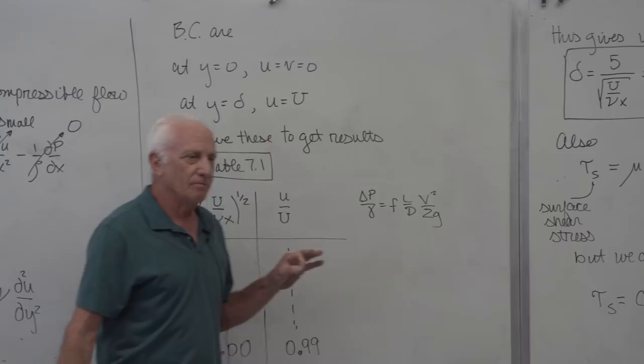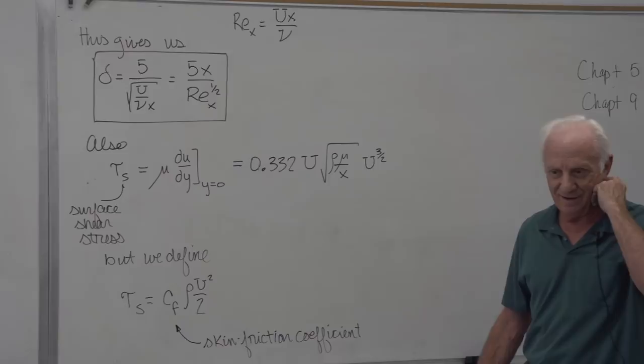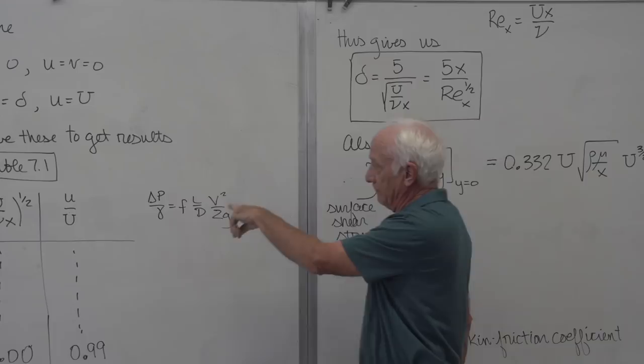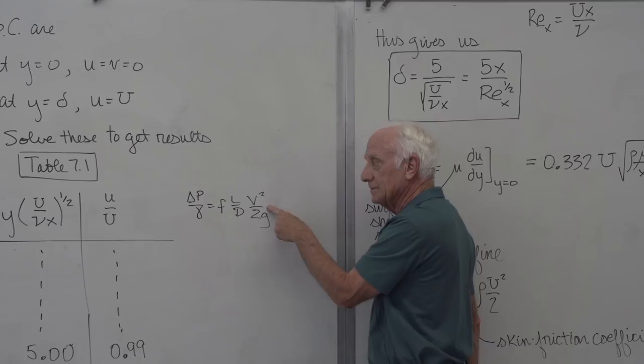Where'd that come from? Some solution of a governing partial differential equation? No. We defined it that way. We said, we're going to invent something called F to make your life easier. And if you can find F from an equation or a graph, maybe the Moody chart, you can find the delta P pretty easily. We're going to multiply that F by a geometric factor, L over D, and by something that looks like the approaching kinetic energy from the free stream. There we go again. Or, in this case, the pipe velocity, V squared divided by 2g.